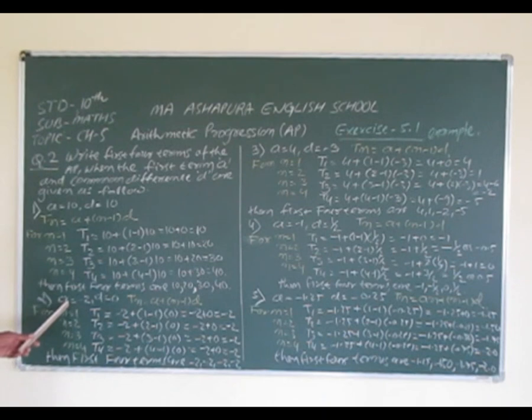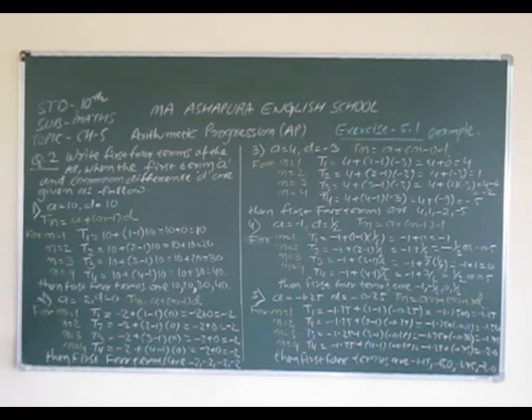A is equal to minus 2 and here D is equal to 0. That means the first term is minus 2, the common difference is 0, and our formula to find the terms is Tn is equal to A plus n minus 1 into D, where A is the first term, D is the common difference, and n is the number of terms.